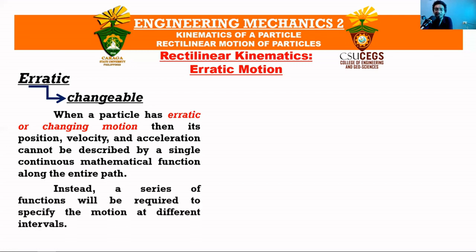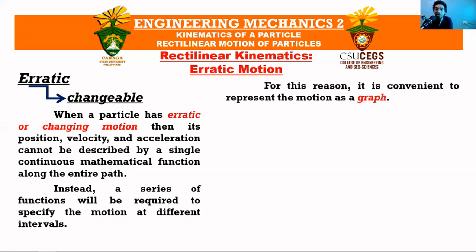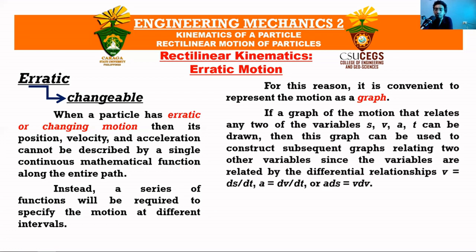So instead, a series of functions will be required to specify the motion at different intervals. So how can we actually solve a motion that is erratic or changing? For this reason, it is convenient to represent the motion as a graph. If a graph of the motion that relates any two of the variables s, v, a, and t can be drawn, then this graph can be used to construct subsequent graphs relating two other variables, since the variables are related by the differential relationships, which are the three kinematic equations.